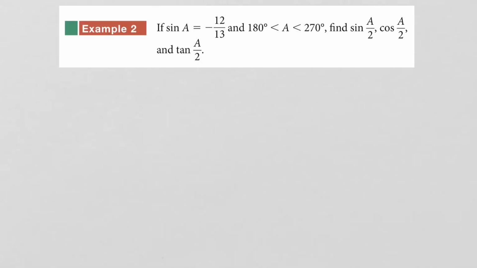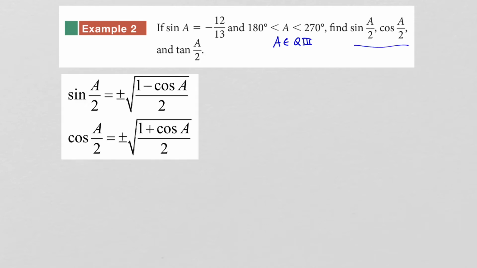In the next example, it's pretty much the same thing. We want to find sine a over 2, cosine a over 2, and tangent of a over 2. And this time they tell us that sine of a is negative 12/13, and a is between 180 and 270. And by the way, that means that angle A is in the third quadrant, right? And so let's bring in the formulas for sine and cosine.